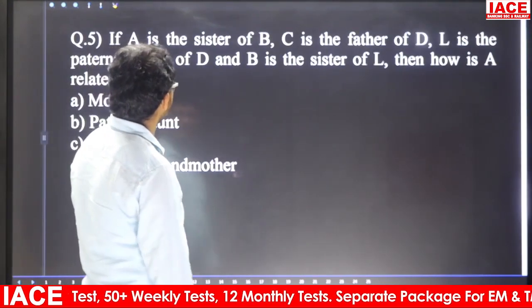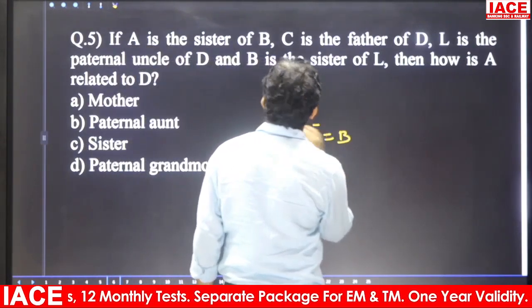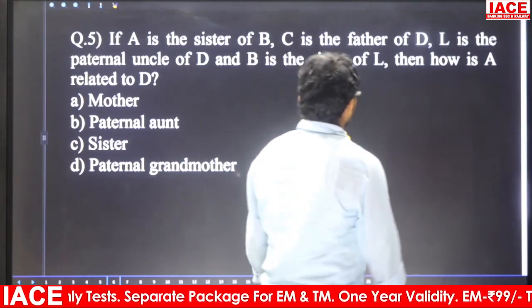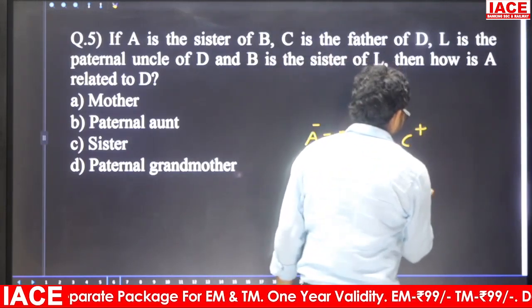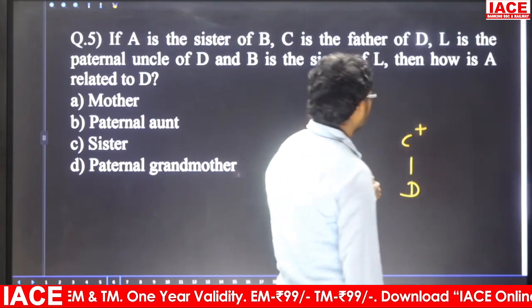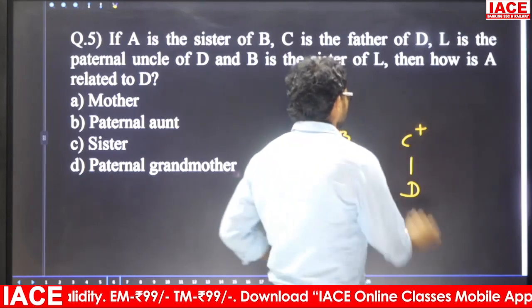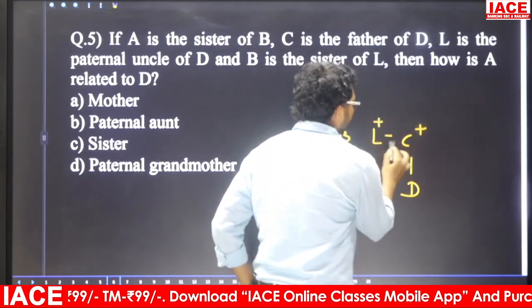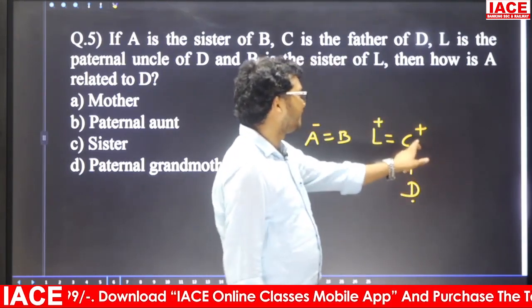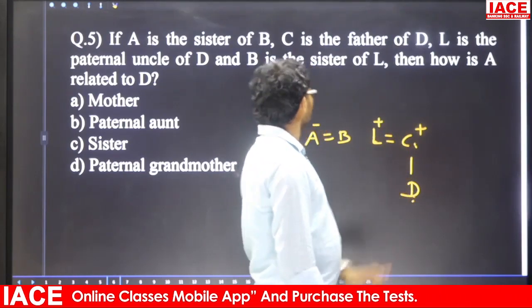Question number 5. If A is the sister of B, here they given A is sister of B. C is the father of D. L is the paternal uncle of D, and paternal means what? Father's side. Now L is the paternal uncle of D. That means D has a father, and this father's brother is L. So L is the paternal uncle of D.